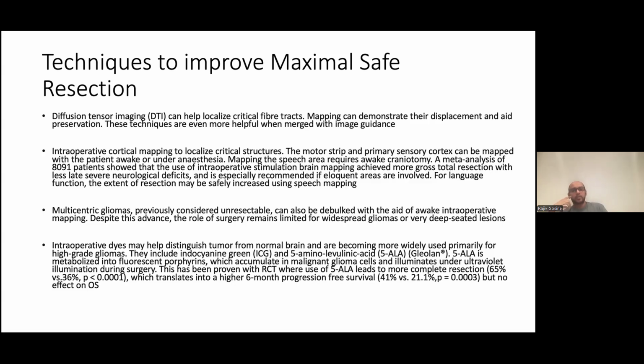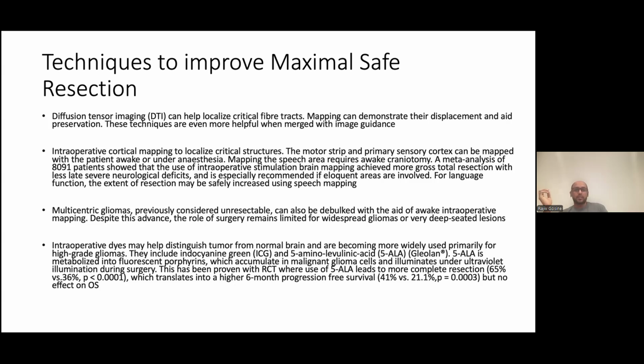Intraoperative dyes may help distinguish the tumor from normal brain and are becoming very much used for high-grade gliomas, including indocyanine green and 5-ALA. 5-ALA, of course, is metabolized into fluorescent porphyrins, which accumulate in the malignant glioma cells and can be illuminated under the ultraviolet illumination during surgery through the microscope.